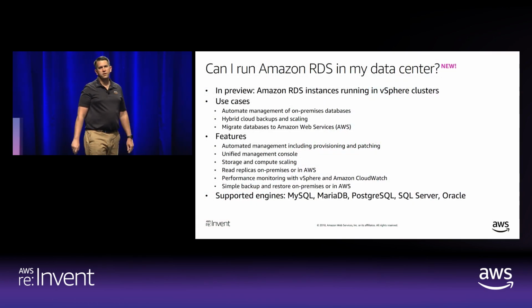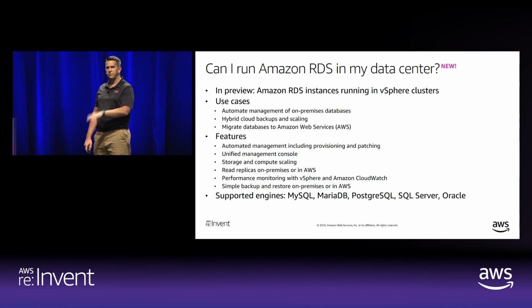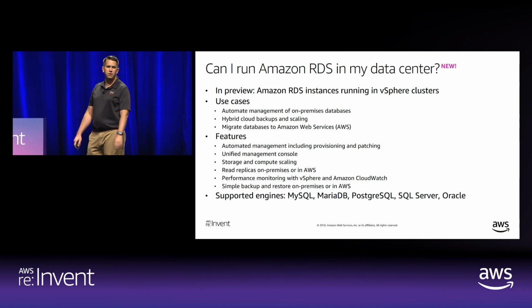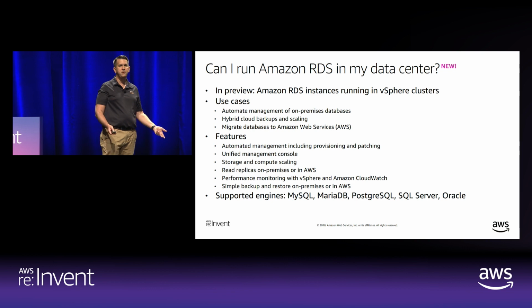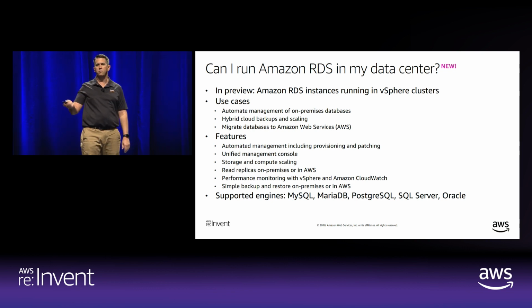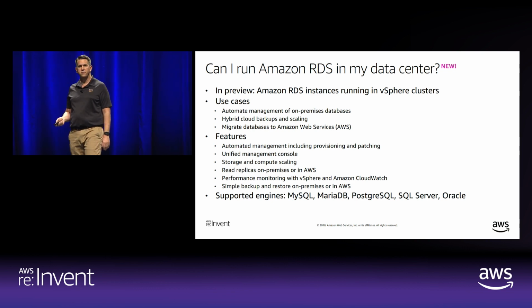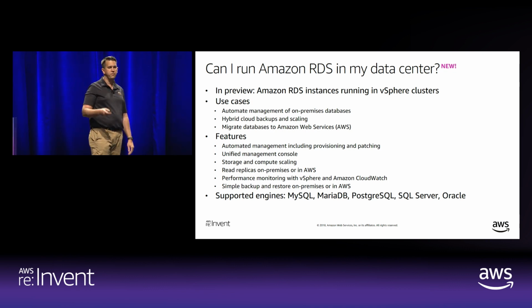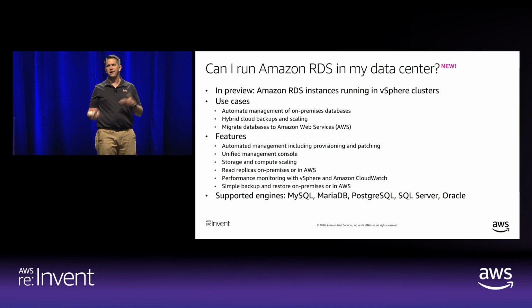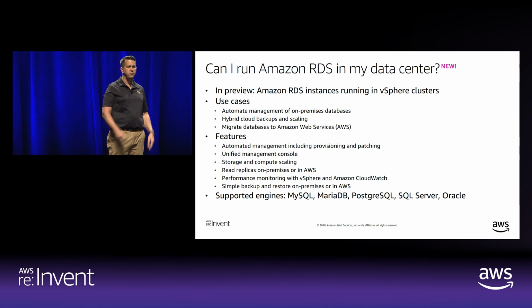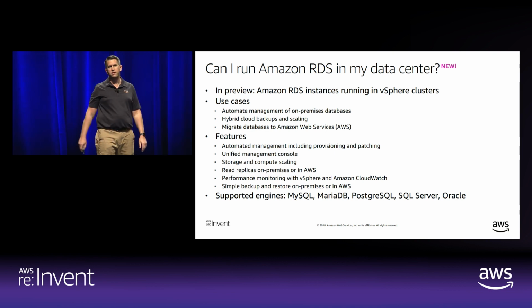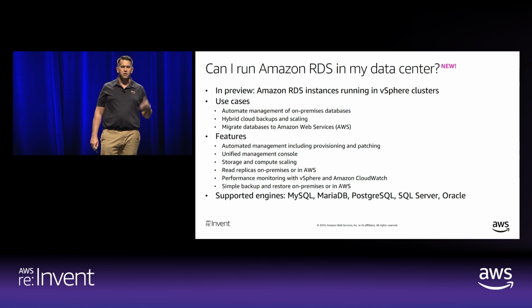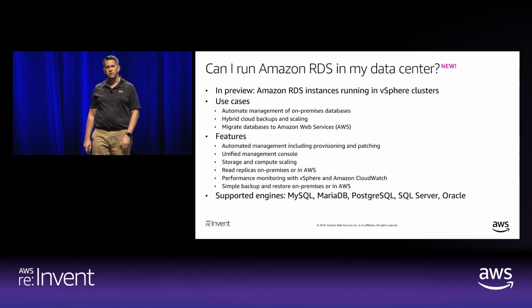Another exciting thing that we've recently announced, just in preview as of yesterday, was the ability to run RDS in your own data center. Sometimes customers will say, hey, I really like RDS. I like the idea of a managed database. I like taking care of all of the patching and versioning and provisioning. But I've got databases that I don't necessarily want to put into the AWS cloud. Maybe it's not right now, or more sensitive information. So we've announced and launched a preview of Amazon RDS running in vSphere clusters.